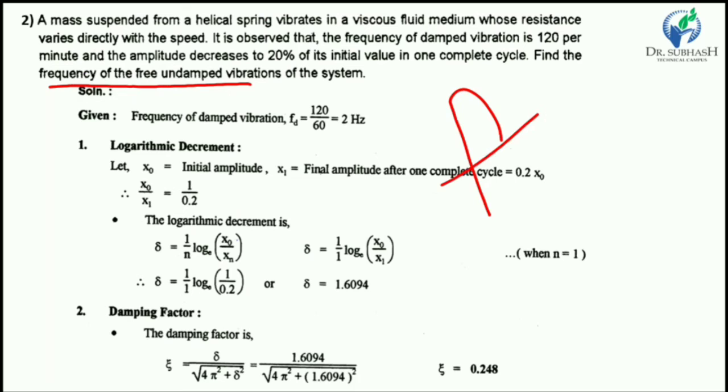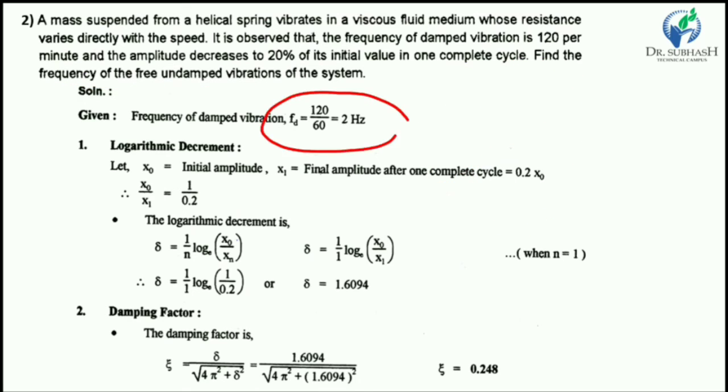So we have to find out the frequency f. According to the conditions, the given value is 120 reduction in amplitude per minute. So per 60 seconds, there are 120 cycles. So fd is equal to 120 per 60, and we find the frequency 2 Hertz.